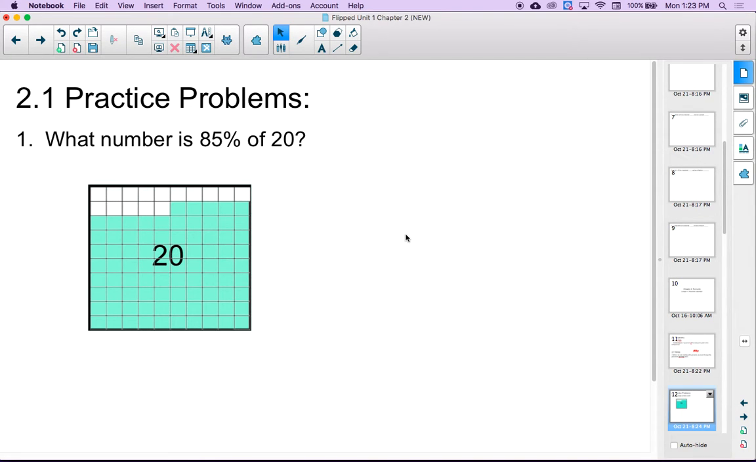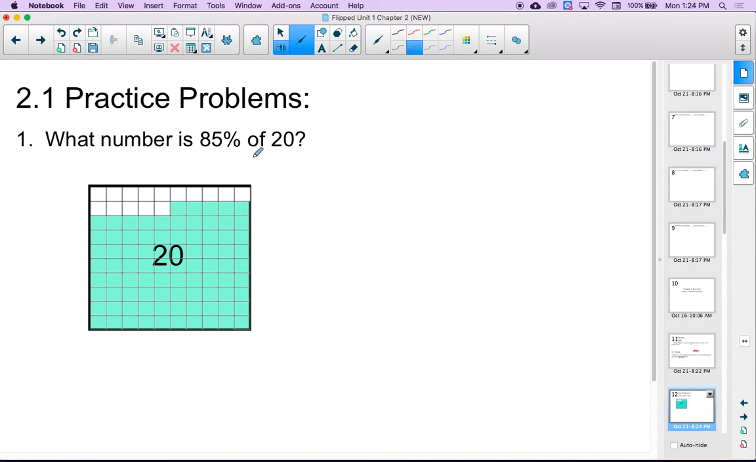And I want us to think, if we broke that up into 100 tiny pieces, 85 of them would make up 85%. So my shaded pieces here makes up 85% of 20. So when we get our answer, when we do this math, we should expect a number that is almost as big as 20. 85% is almost a whole, but it's going to be a little bit less.